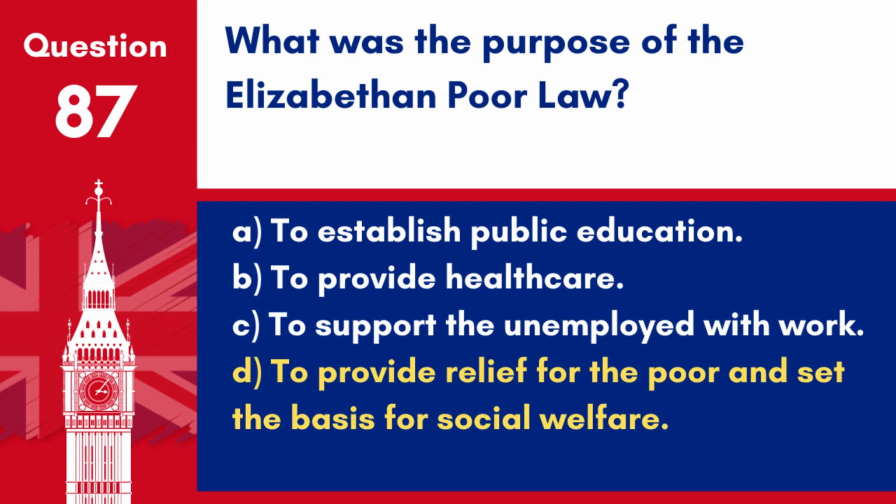Answer: D. To provide relief for the poor and set the basis for social welfare. The Elizabethan Poor Law of 1601 made provisions for a national poor relief system that assisted those unable to work.